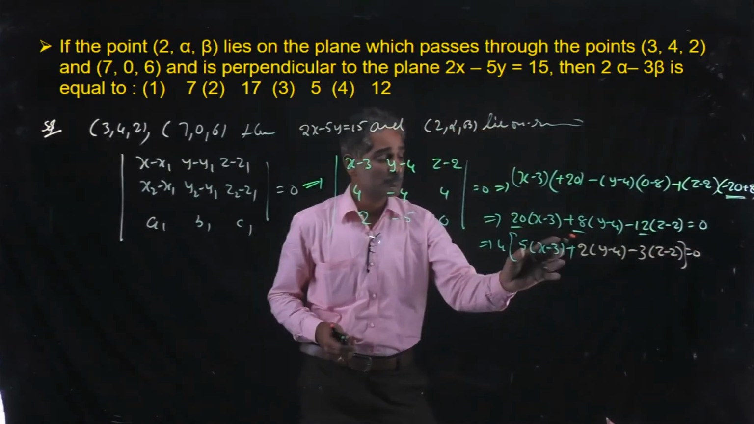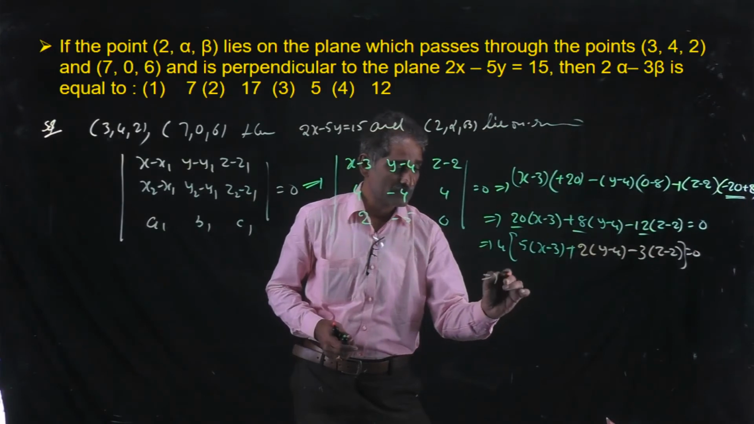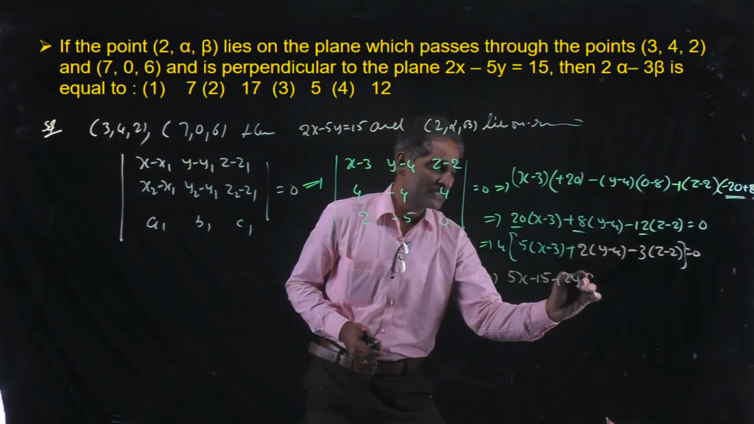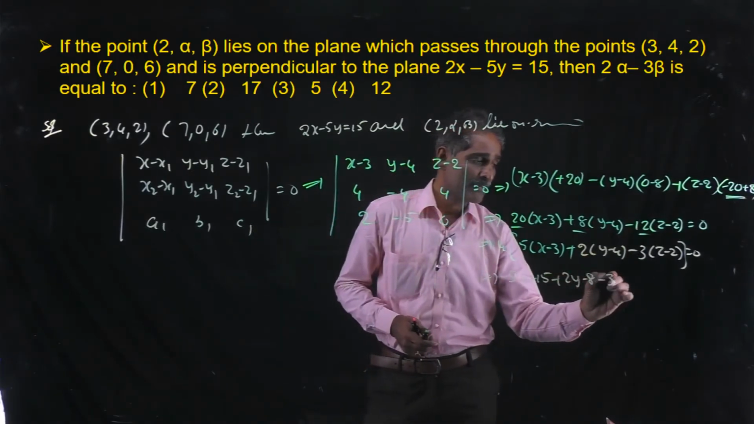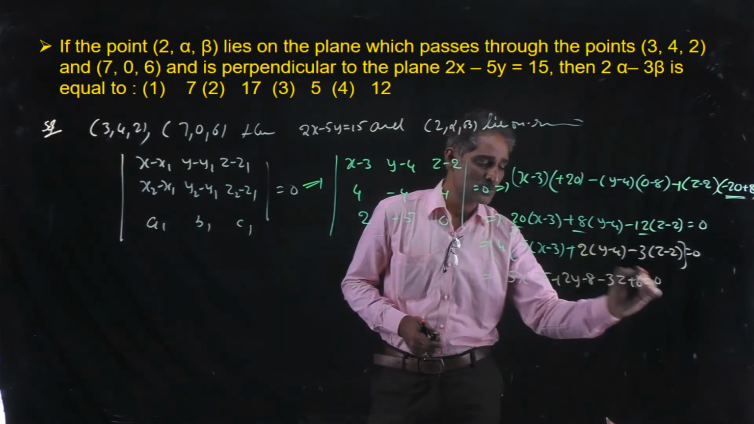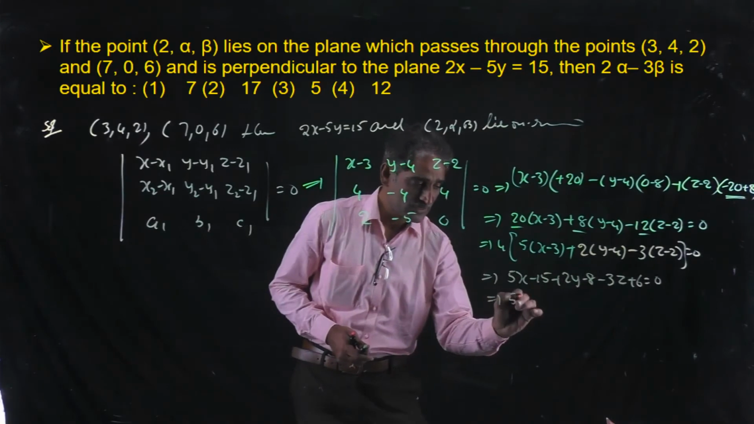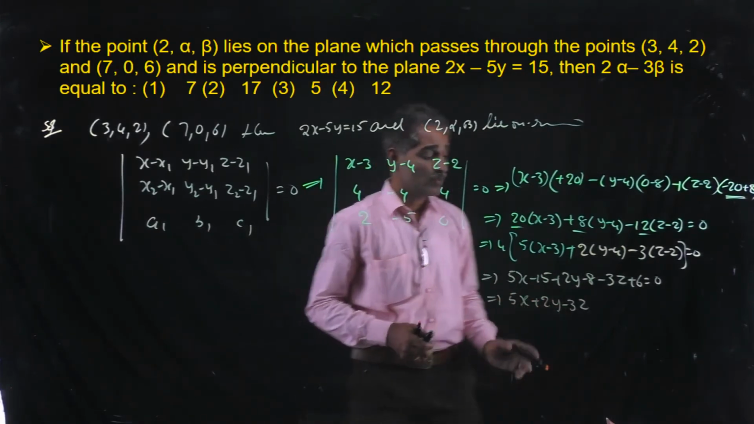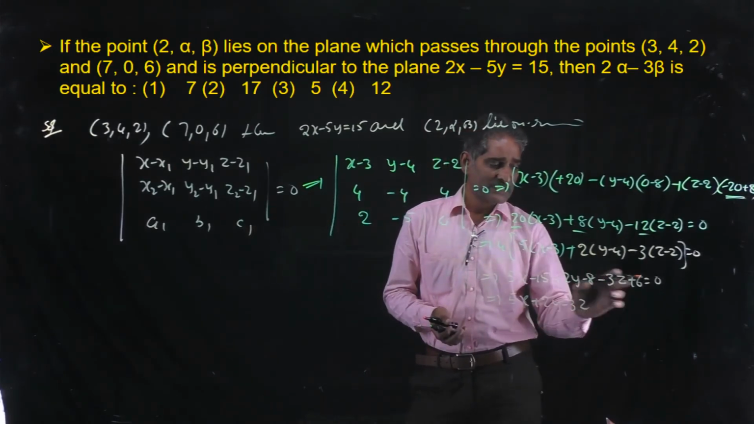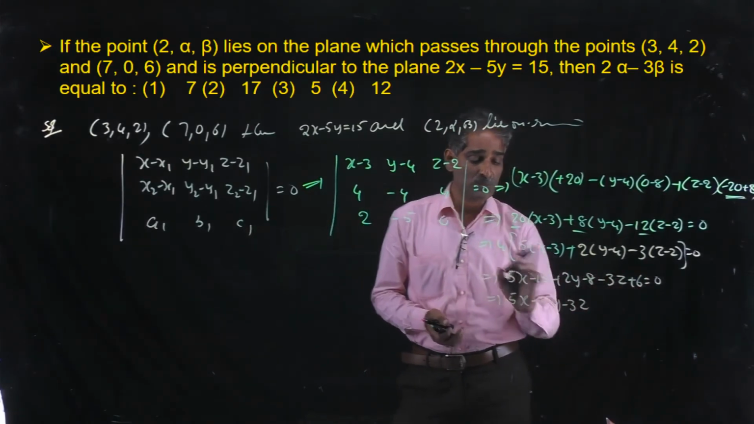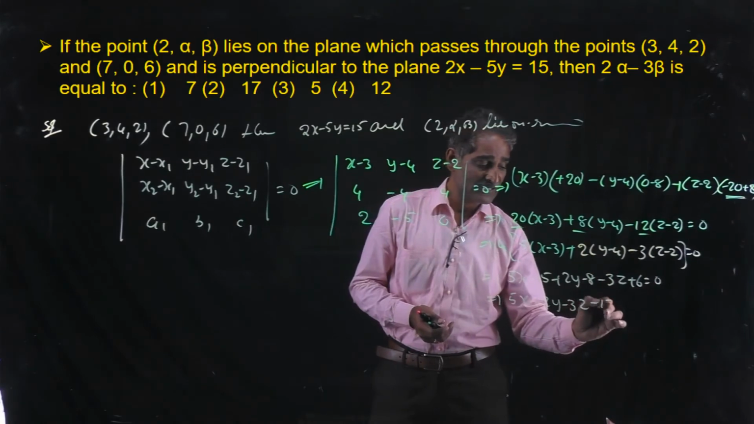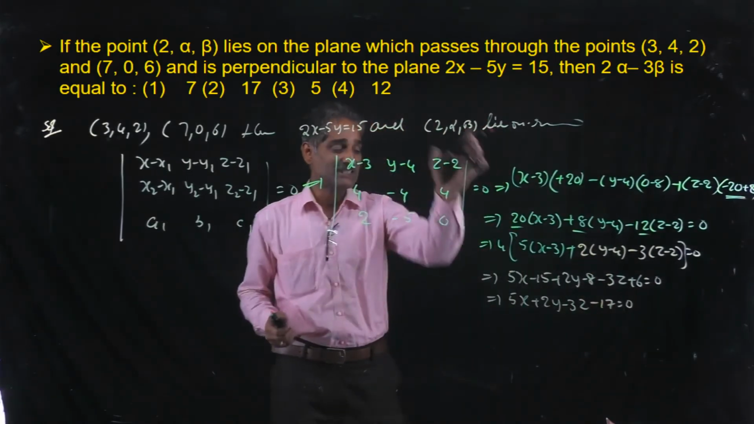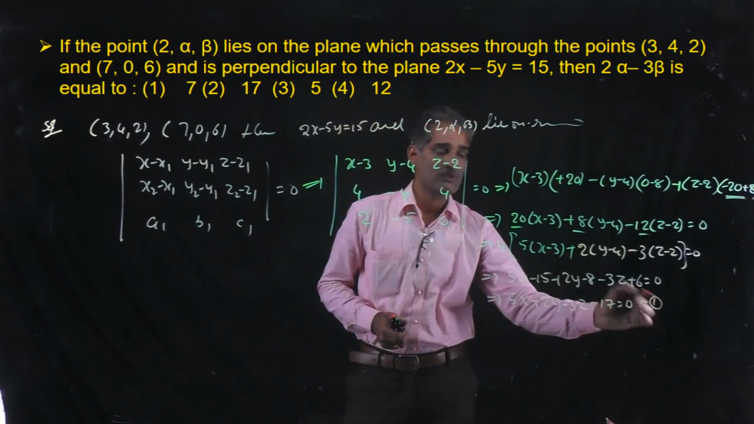Now multiplying with constants, then what will happen? 5x minus 15, 2y minus 8, minus 3z plus 6 equal to 0. This simplifies to 5x plus 2y minus 3z. What about the constant? Minus 15 minus 8 plus 6, that is minus 17, equal to 0. Let us say this is equation 1.